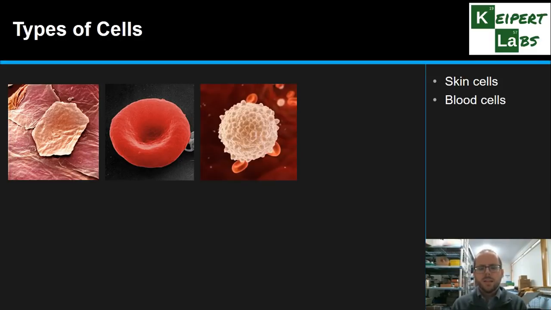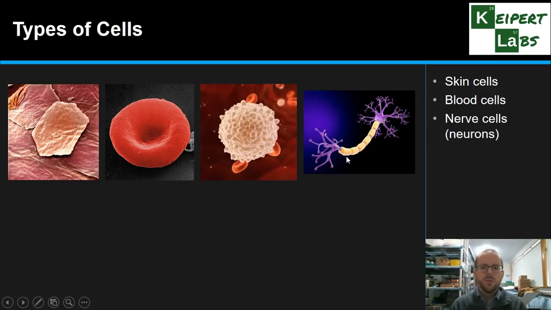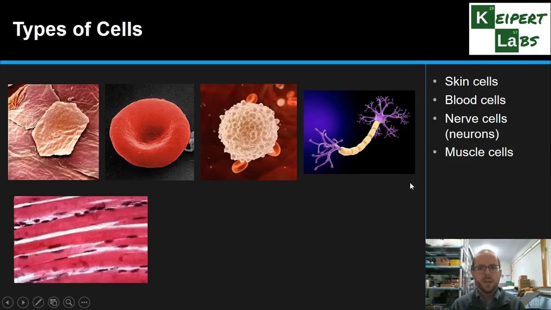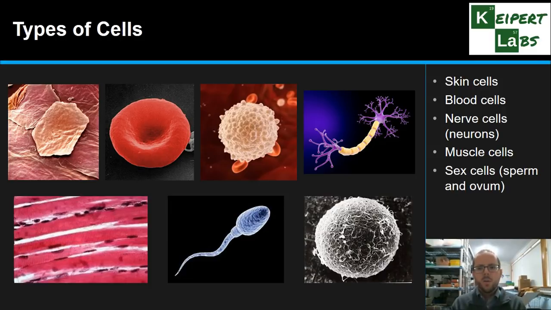We have blood cells, so like we have a red blood cell here used to transport oxygen around your body, and a white blood cell which is used like a soldier to protect you. We have nerve cells called neurons which help to send messages around your body. We have muscle cells which have this stripy appearance, we call them striated, that are designed to stretch and contract in order to make muscles move. We have sex cells, also called gametes, that is sperm and ovum, which are designed to help produce new life.